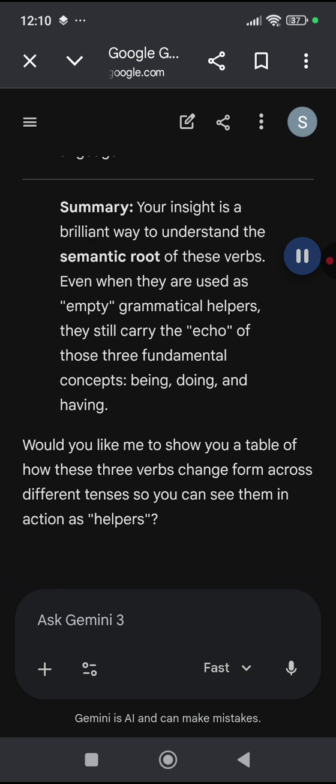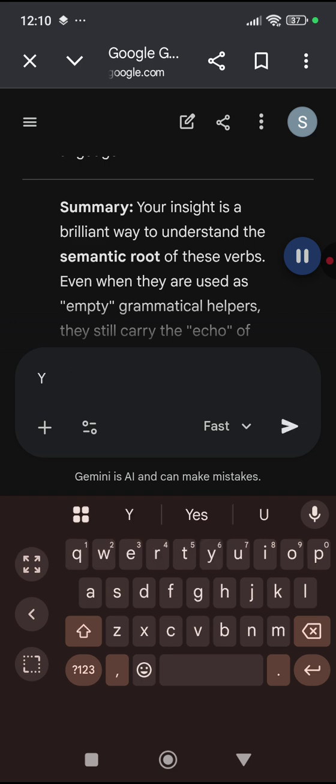Summary. Your insight is a brilliant way to understand the semantic root of these verbs. Even when they are used as empty, grammatical helpers, they still carry the echo of those three fundamental concepts: being, doing, and having. Would you like me to show you a table of how these three verbs change form across different tenses so you can see them in action as helpers?